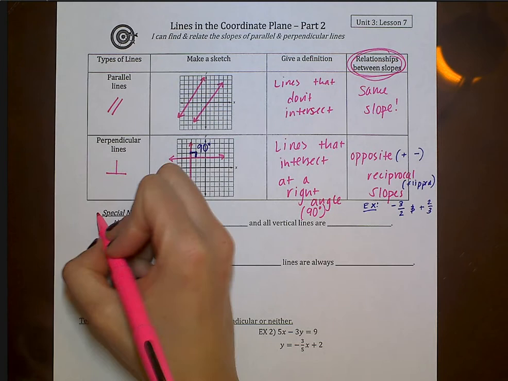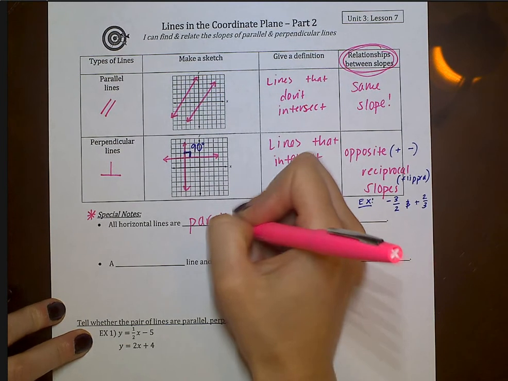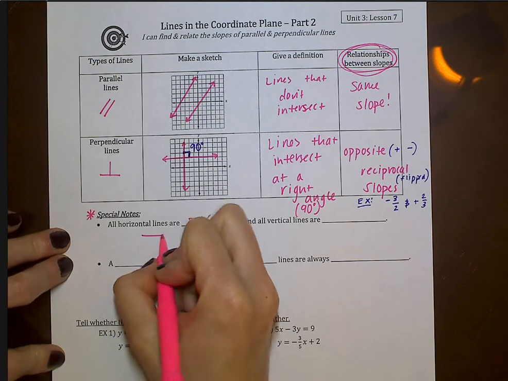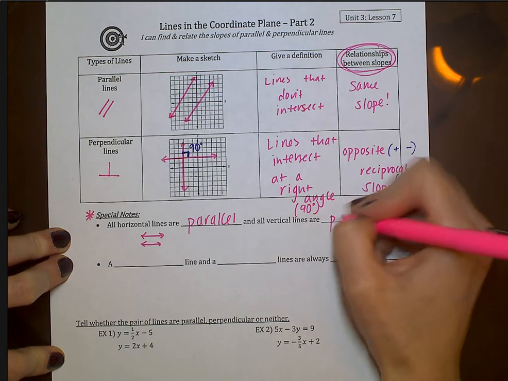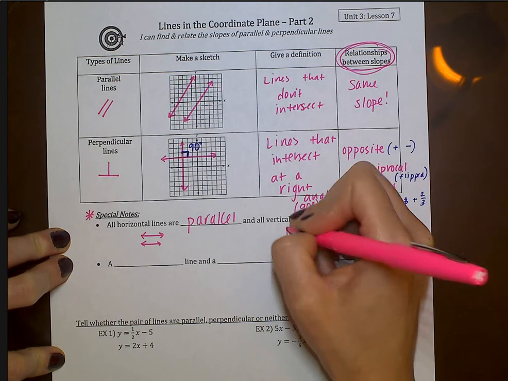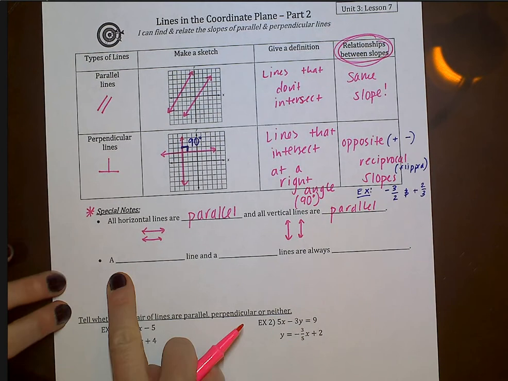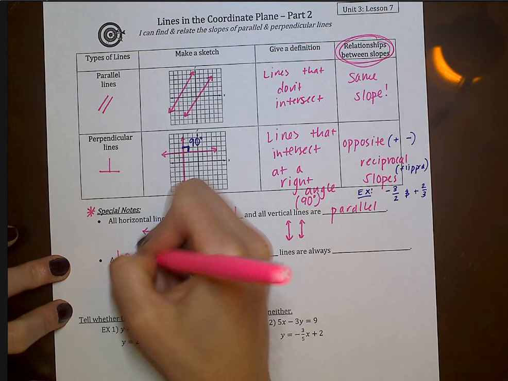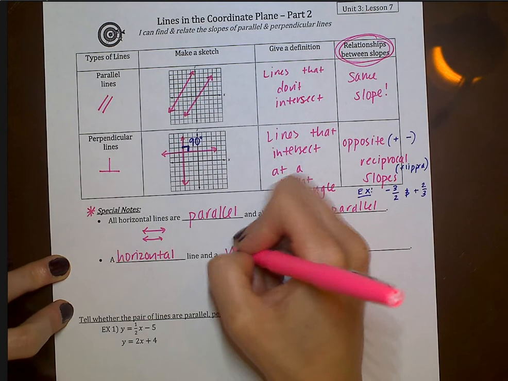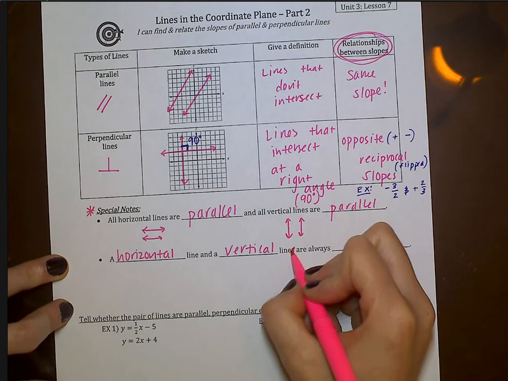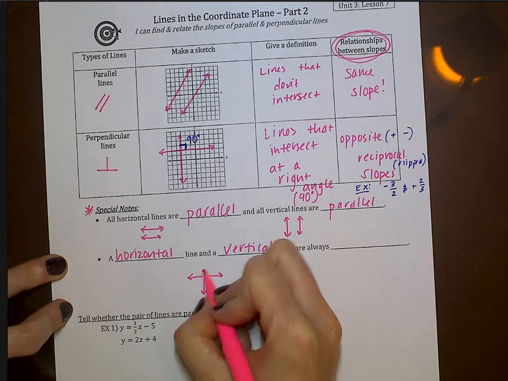A couple special notes here. All horizontal lines are parallel. I feel like we would be able to piece that together. So 2 horizontal lines, obviously those are never going to cross. Those are parallel. Same thing, 2 vertical lines are always parallel. Like those guys, they're never going to cross. And then along the same lines, a horizontal line and a vertical line. I need to get a life, I know. There's a typo. A horizontal line and a vertical line are always perpendicular.